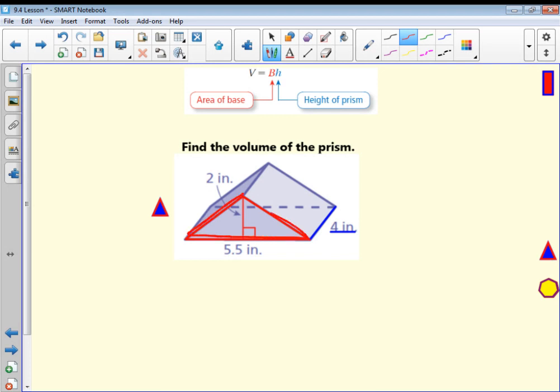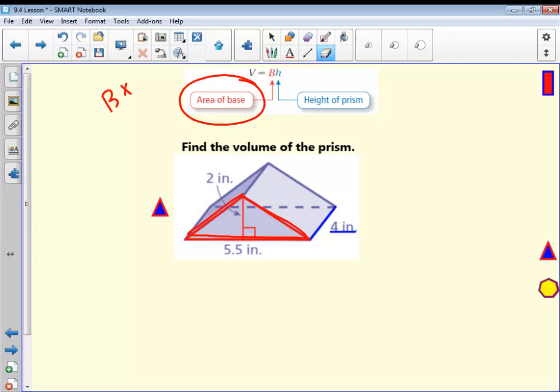So this red triangle right here is what we have to use for this part of our formula. We have to remember that when we're doing triangles, our formula for area is base times height. Sorry, not base. Length times width, or lower base times height, and then divide that by 2, or we can do half of our length times our width, or base times height of the triangle.